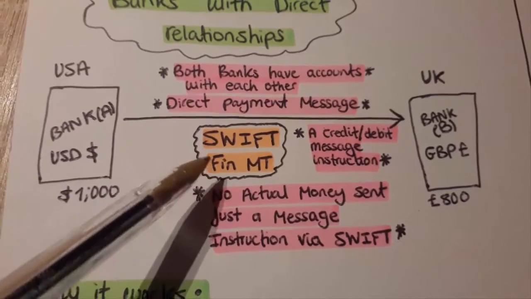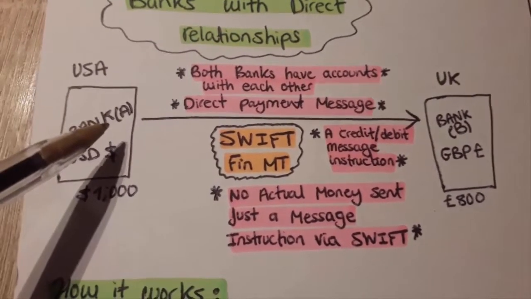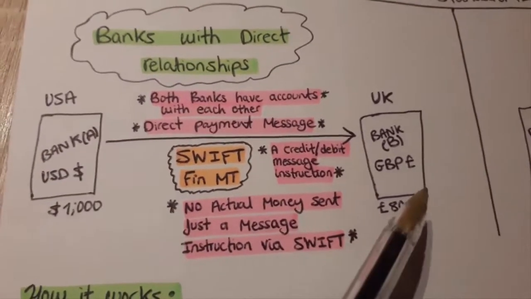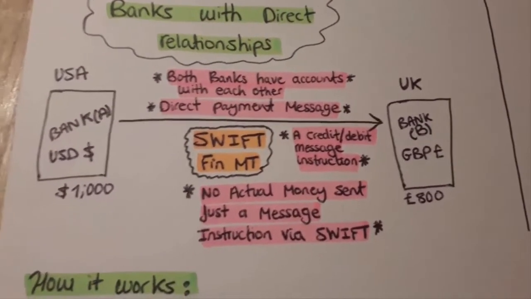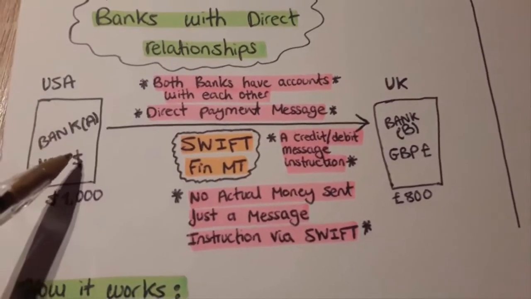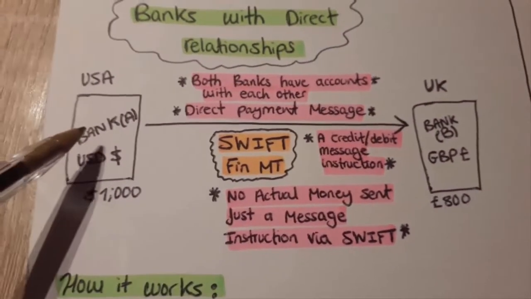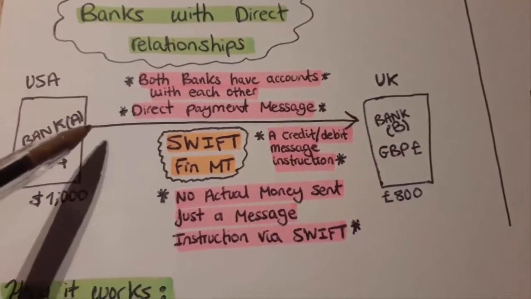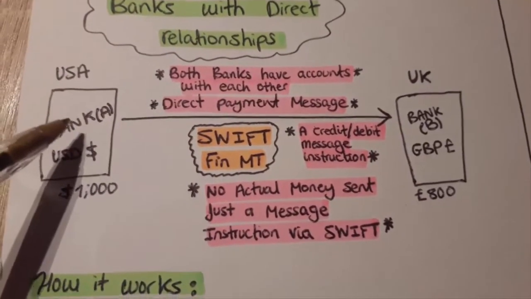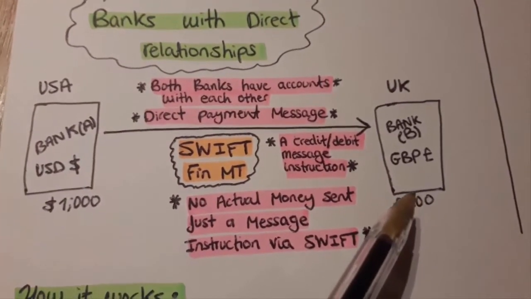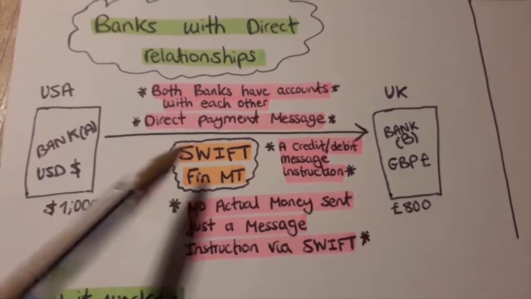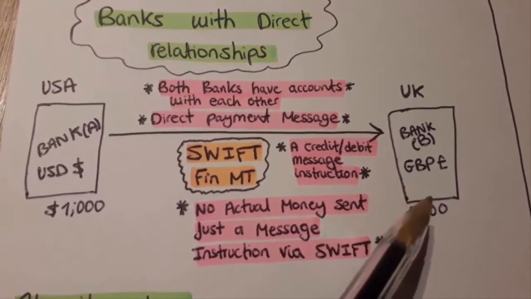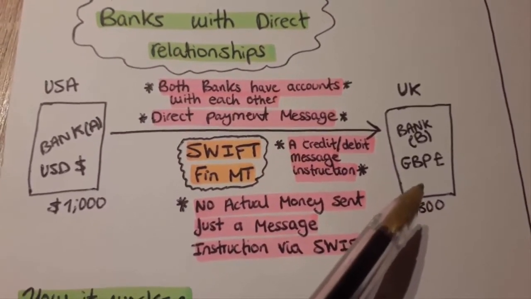So what would Swift do? It would basically send a direct message, because these banks both have a direct relationship with each other, from Bank A to Bank B. And no actual money is actually sent. So people may actually think, oh, money is actually traveling from America to the UK, but that doesn't actually happen. So the only thing that is sent is a message. And the message that is sent from Bank A instructs Bank B, and is sent via Swift, what to do. So it basically says credit an account and debit an account. It's a credit debit message instruction.